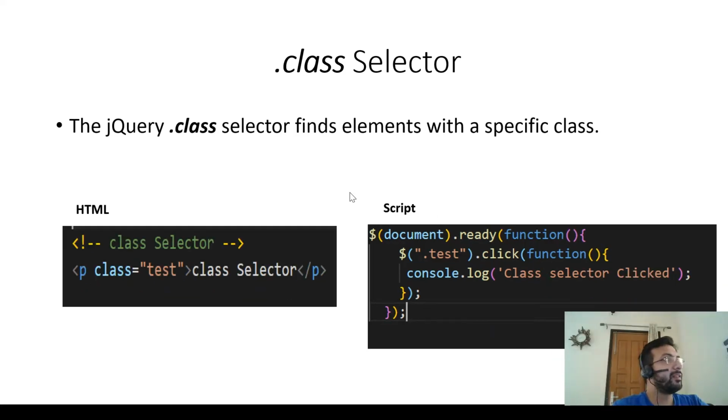Next is the class selector. The jQuery class selector finds elements with a specific class. Suppose we have HTML of this particular form where we have a class with the name test. If I have to access this element, I'll use this particular class, and to do that I'll write a dot and then the class name, and everything apart from that is the same as what we saw earlier in the ID selector. So this is how we can use the class selector. The only thing which differentiates the class selector from the ID, I think you already understood: we are using a dot here, but in the ID there will be a hash.